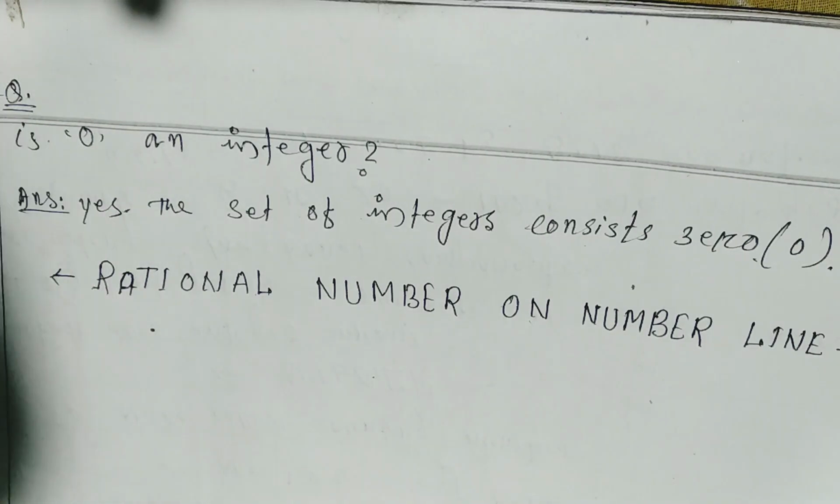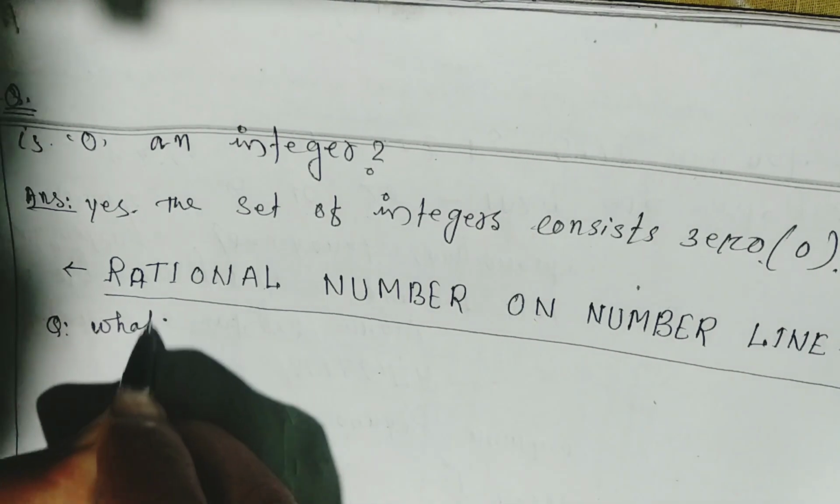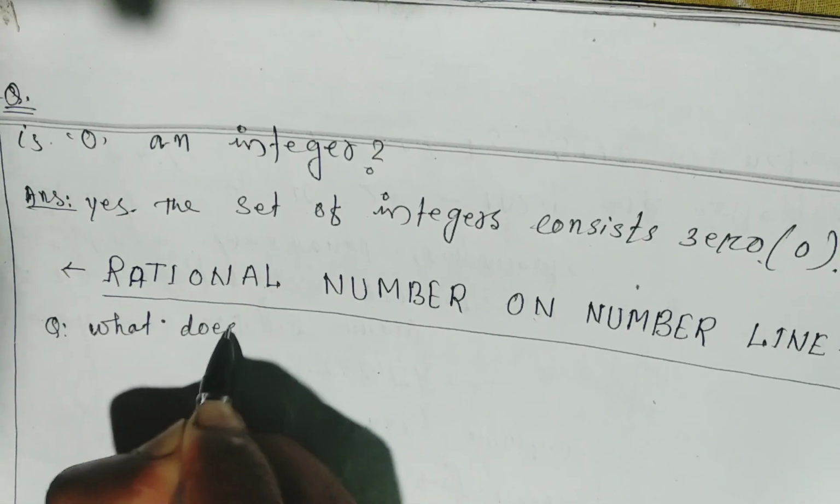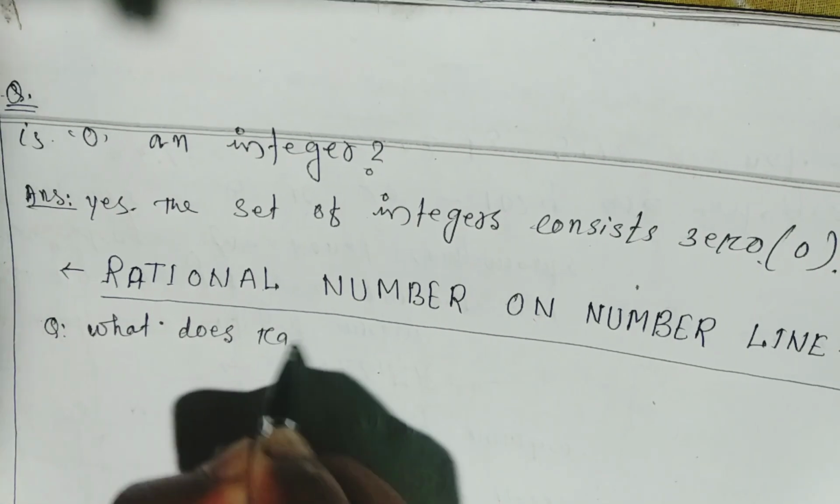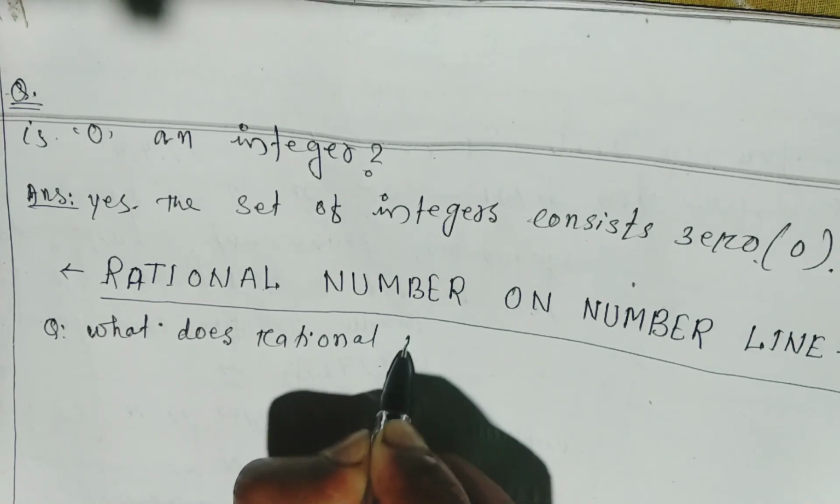Now the third topic is rational number on number line. Before we go through this topic, we have to know what is called rational number and what is number line. The first question, what does rational number mean?